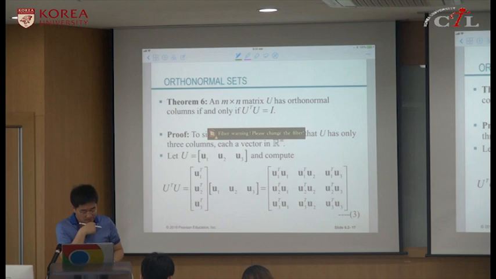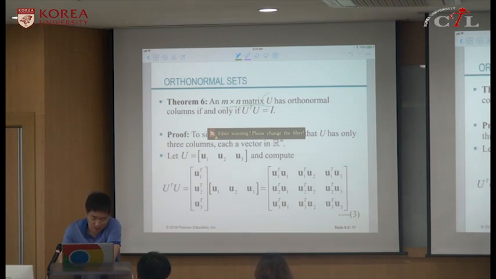Okay, then let's look at the next theorem. We are now given a rectangular m by n matrix, where this matrix has orthonormal columns.